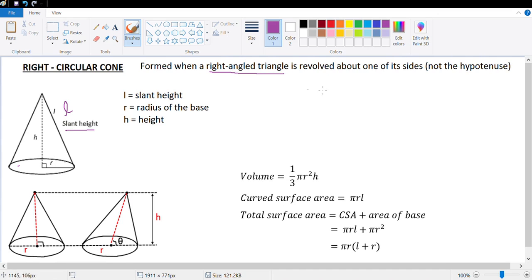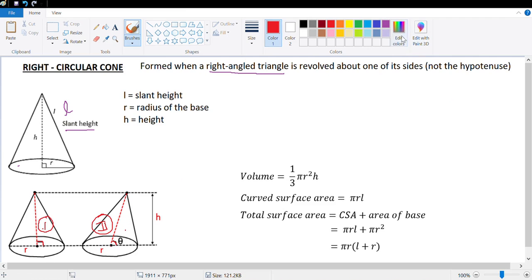You also notice that I have put a diagram here at the bottom. The first diagram is a right circular cone because the angle that it forms with the surface here is a right angle, which is 90 degrees. In case 1 it is slanted to the right, and in case 2 it is also slanted to the right. So theta here is not 90, and this is not a right circular cone.